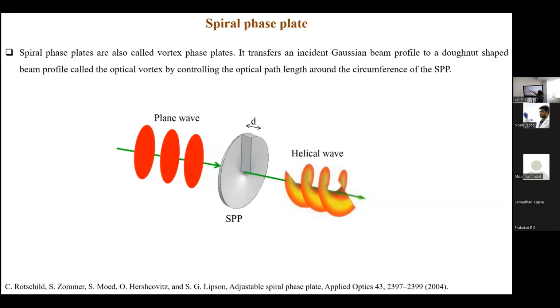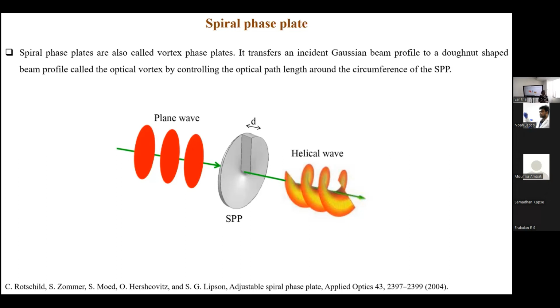By controlling the path length of this plate. So again, can you connect that to your topological charge? I have an incoming plane wave. Actually, this plate is entirely composed of a spiral phase. So due to that spiral phase, we give a plane wave and we get a helical wave.